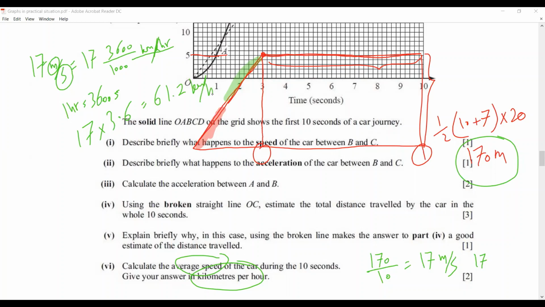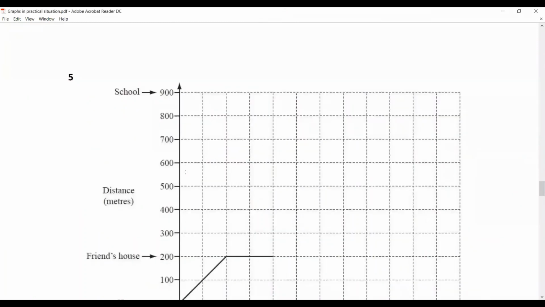So the conversion of meter per second to kilometer per hour, the shortcut is just multiply by 3.6. And if you want to convert kilometer per hour to meter per second, just divide it by 3.6. And where that value comes from is this conversion that I did up here. All right, moving on to the next question, question number 5.